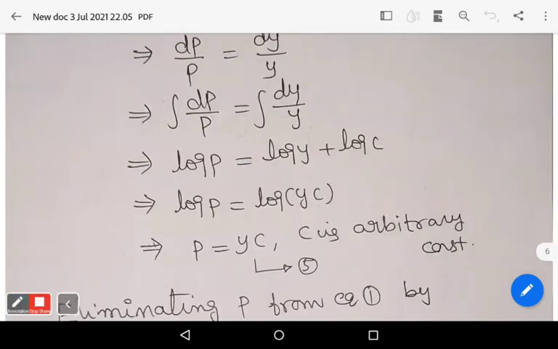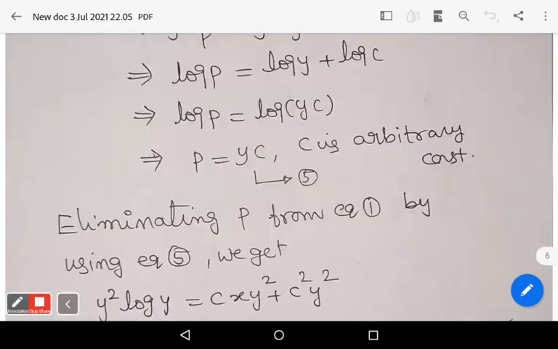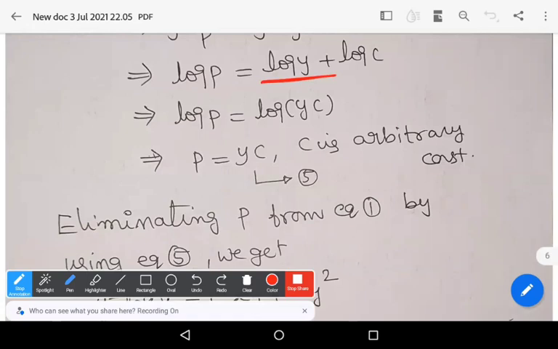Integral 1 by p gives log p, integral 1 by y gives log y, plus integral constant log c. Log p is equals to log yc because log a plus log b is equals to log ab. Logarithms get cancelled on both the sides. p is equals to yc, where c is arbitrary constant.